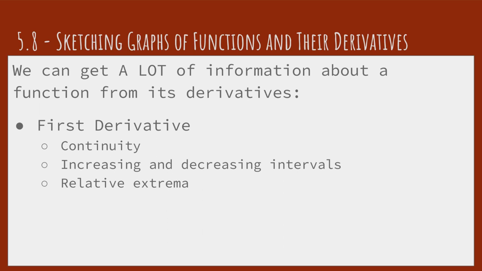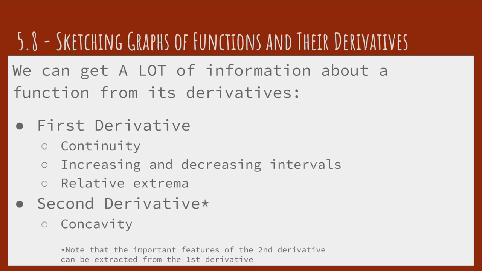And then using those increasing and decreasing intervals, we can also figure out where the function is going to have relative extrema, so where it's going to have a relative maximum or minimum, based on the changes in increasing and decreasing intervals. Using the second derivative, we can directly find information about the concavity of a function. When the second derivative is positive, the function is going to be concave up, and when the second derivative is negative, the function is going to be concave down.